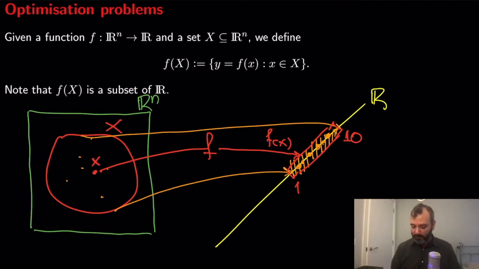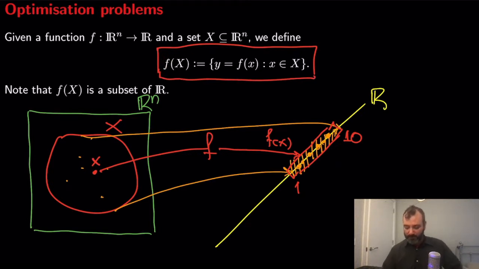I use the notation f of big X. What is f of big X? F of big X is a set, first of all. We see curly brackets here. This means set. The set of all values of f, f of x, the set of all f of x, where x is taken from inside the set X. And this set f of X is a subset of R. For instance, it can be the interval from 1 to 10, as in this example. Okay, so this is just notation.